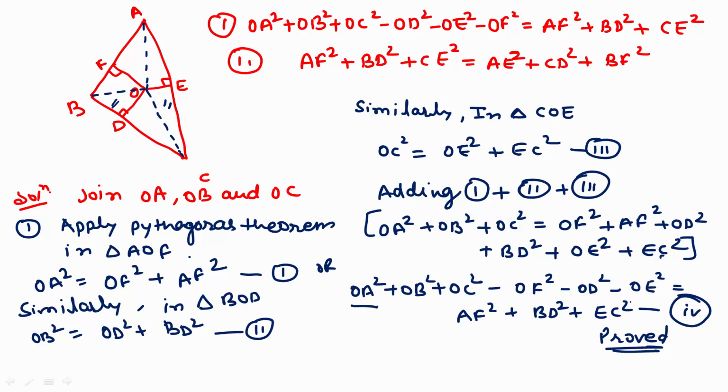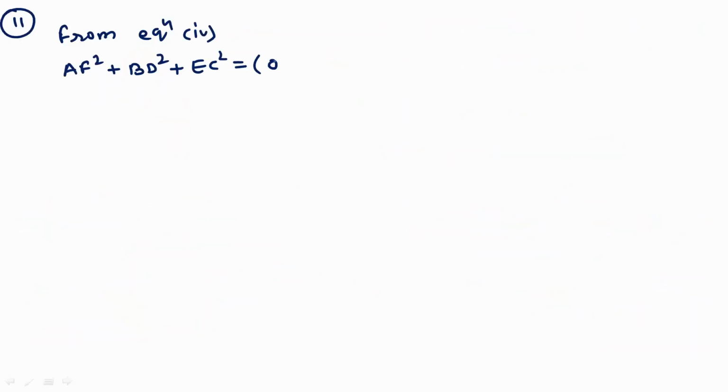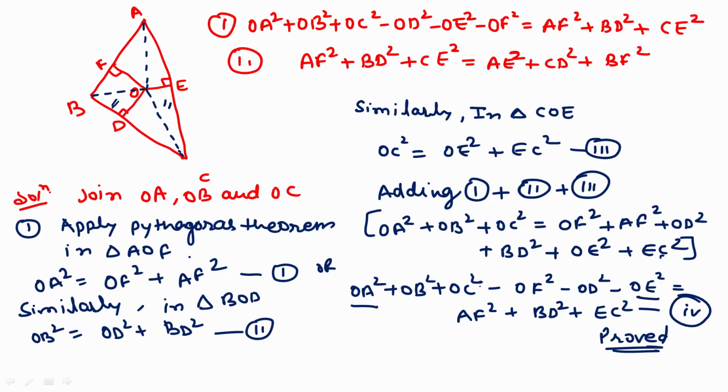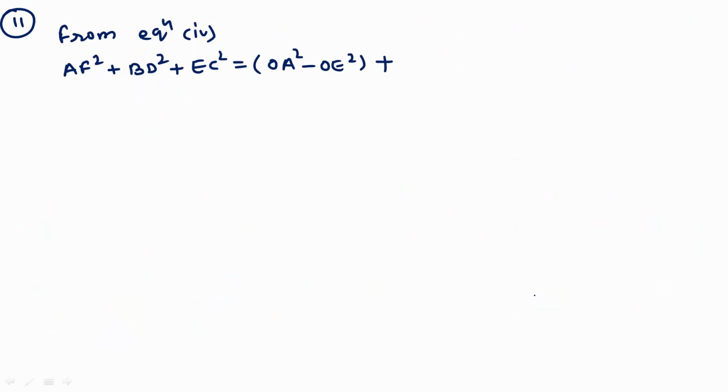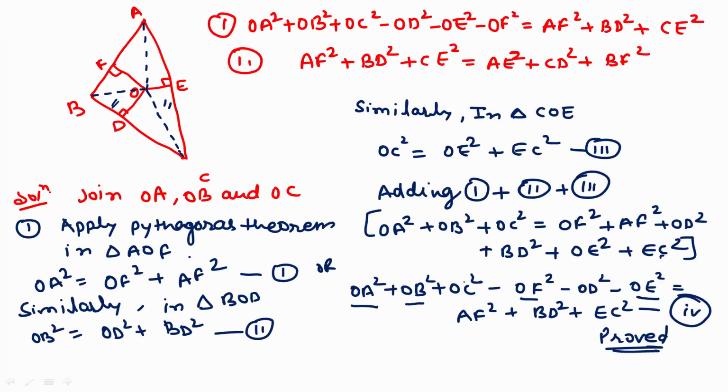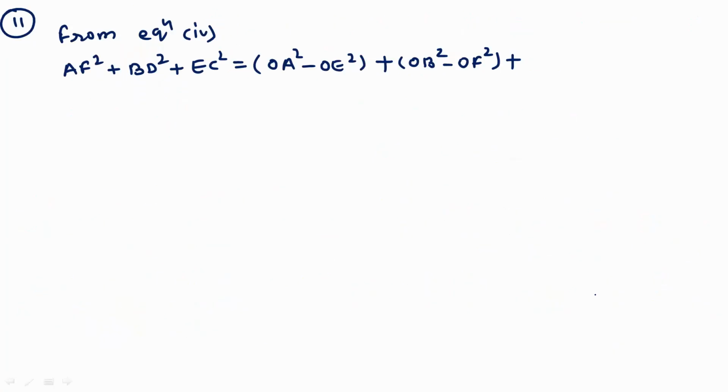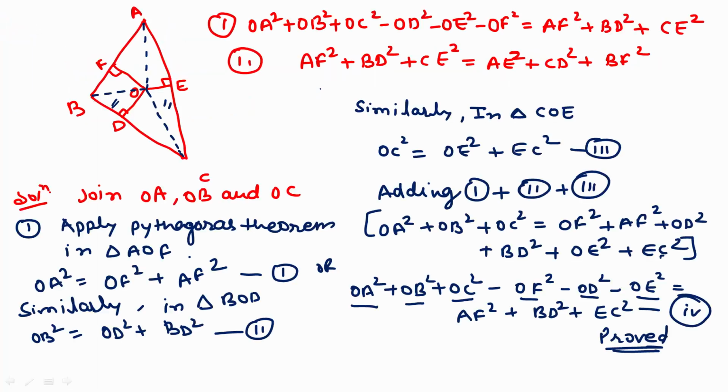OA and OE in bracket, OA square minus OE square, plus now take OB together with OF, OB square minus OF square, plus now take the third one, OC square together with OD square, OC square minus OD square.